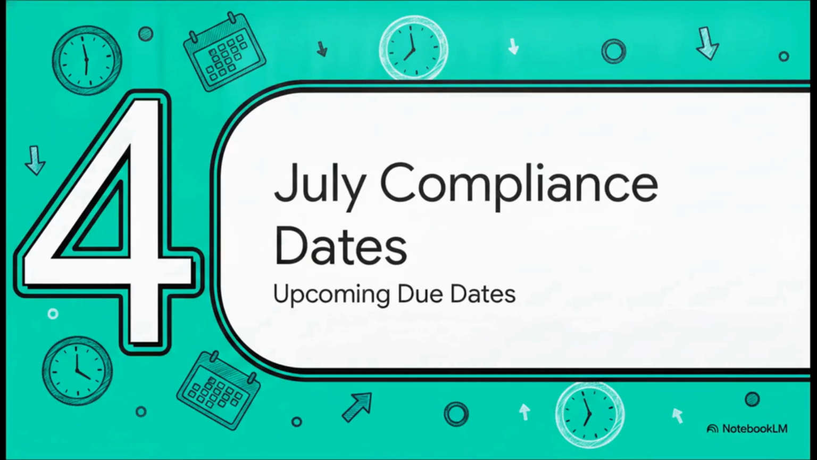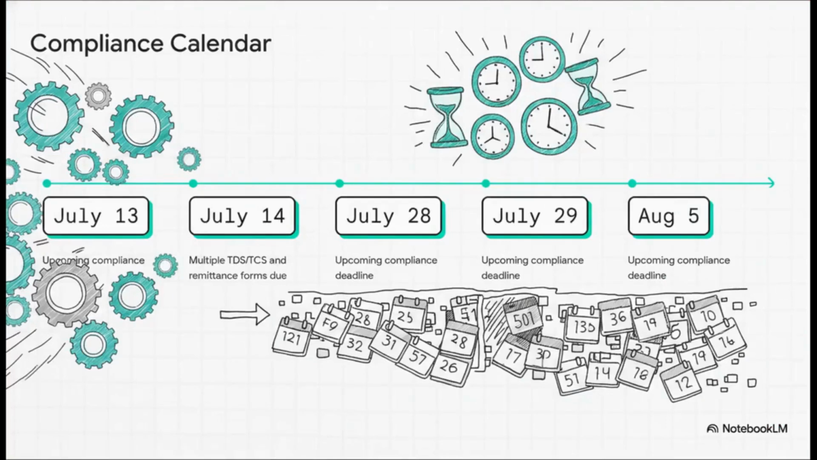It makes absorbing all this complex transitional info so much more efficient and personalized. Next up, Section 4, Upcoming July Compliance Deadlines. So, while we're all busy stressing about structural changes coming in 2026, the day-to-day machinery of tax collection hasn't stopped for a second. The portal's tax calendar is flashing with a rapid cluster of due dates coming up super fast in July and early August.